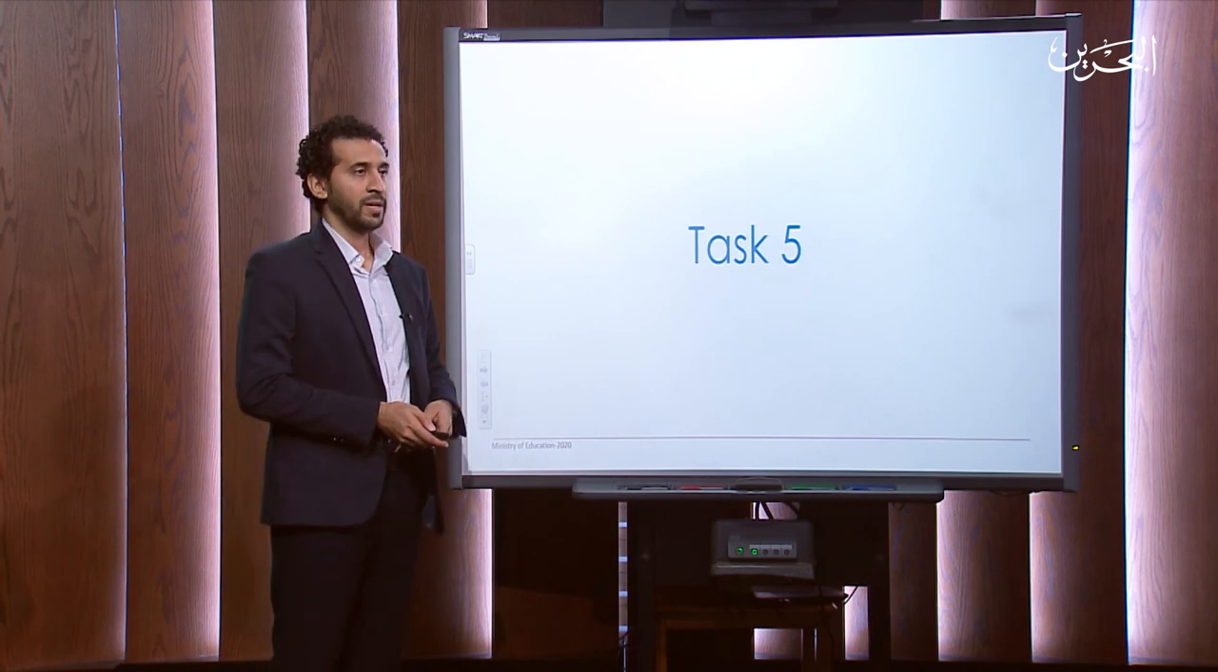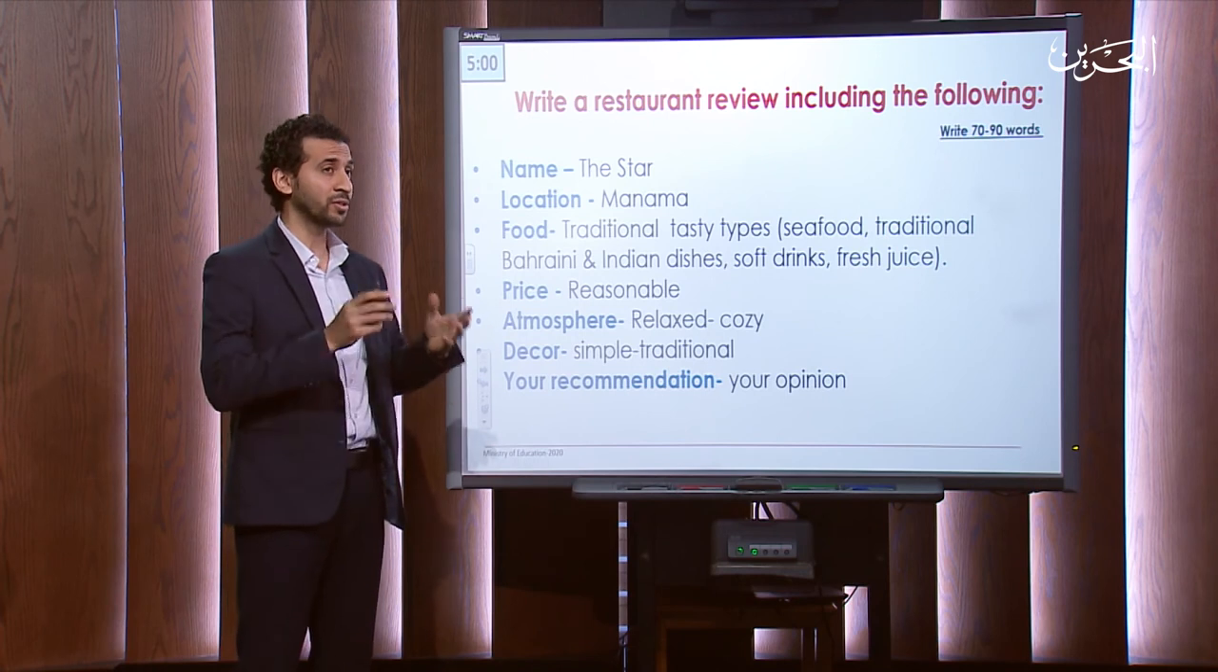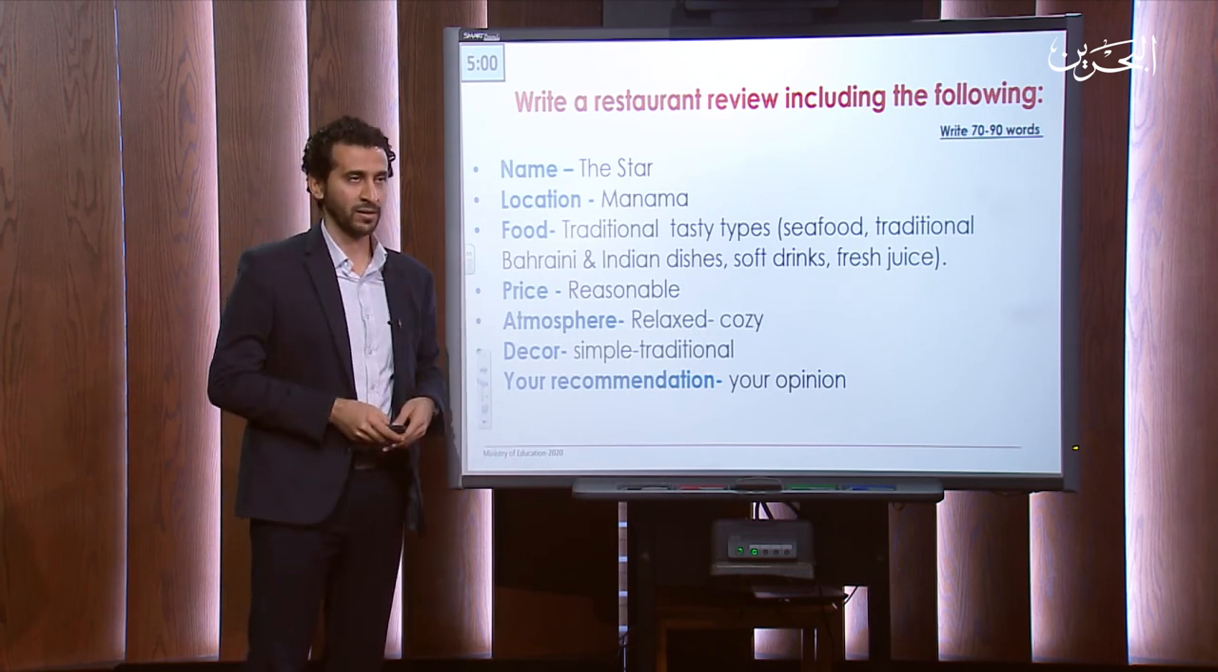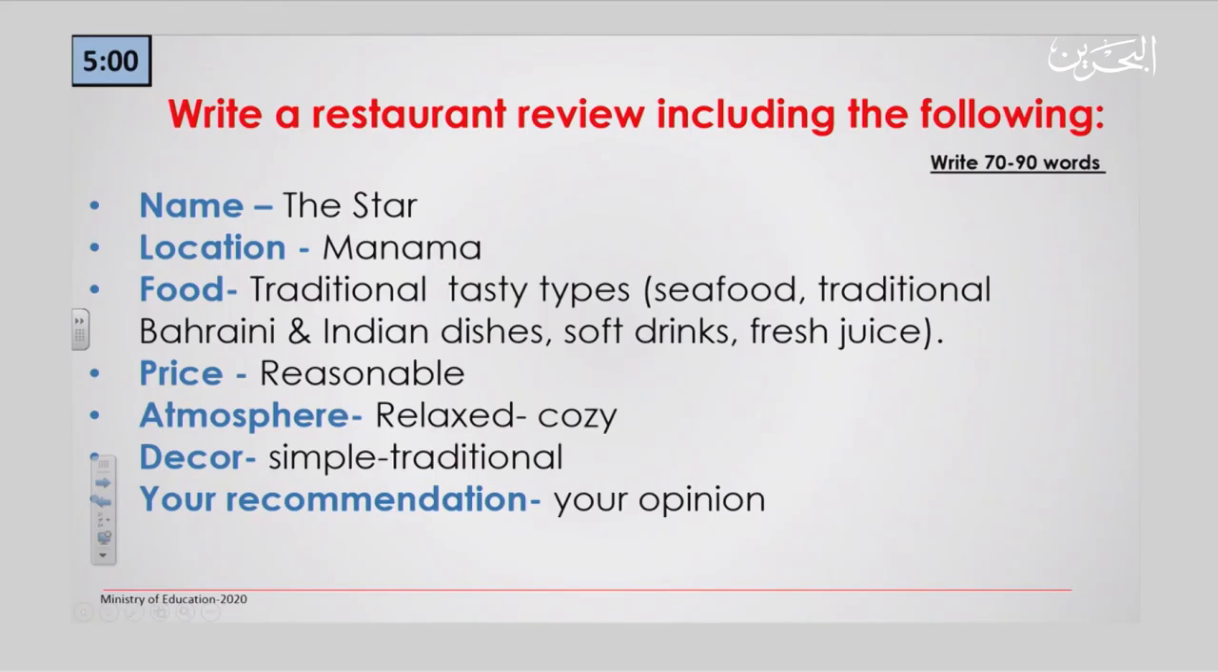So, now, we have reached the last task of today's lesson, and it's the most challenging one, but I think you are up to it. So in this task, you need to write a restaurant review including the following, all of these things. So you need to add the name. Actually, I've given you the name of this restaurant, so you need to write about this restaurant. What about the location? You need to add the location, the types of food, prices, atmosphere, decor, and your recommendation at the end of your writing.